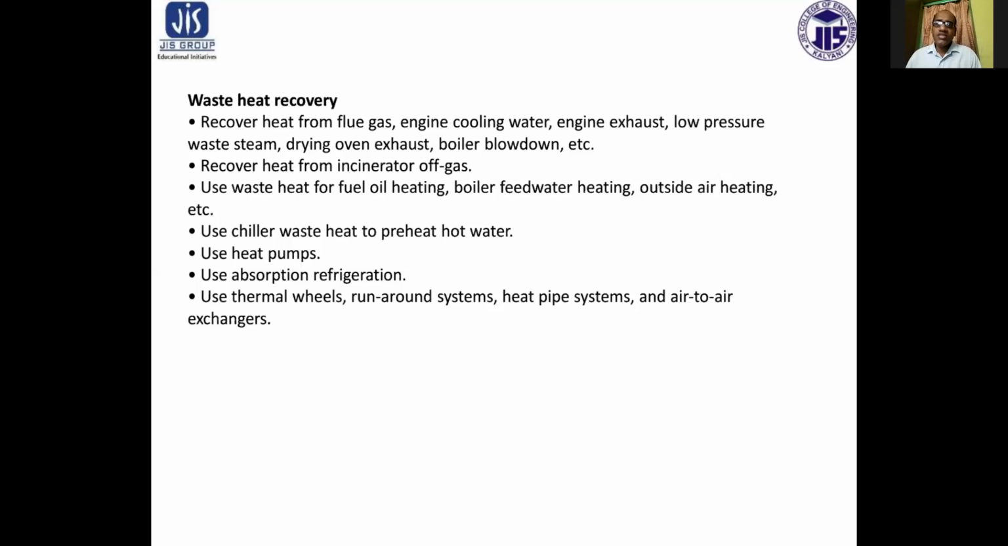Use waste heat for fuel oil heating, boiler feed water heating, outside air heating, etc. Use chiller waste heat to preheat hot water. Use heat pump. Use absorption refrigeration system. Use thermal wheels, run around system, heat pipe system, and air to air exchangers.